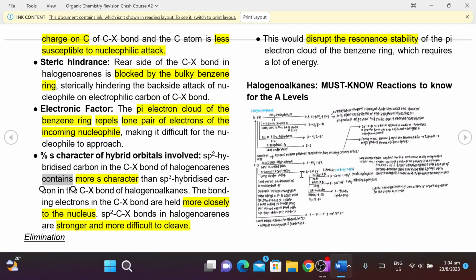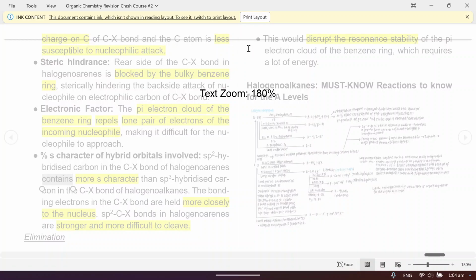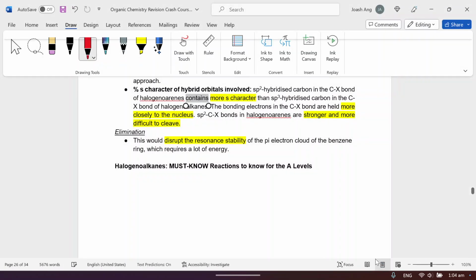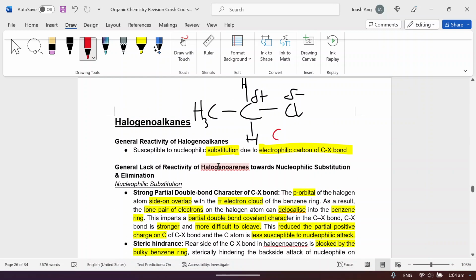What is going on? Okay, I'm back. So carbon has four bonds.